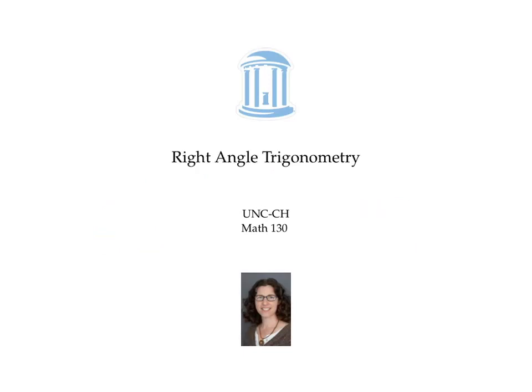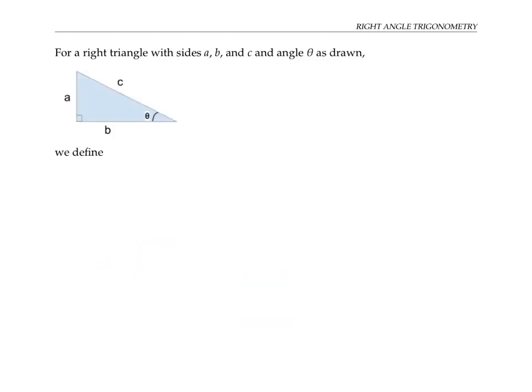This video introduces the trig functions sine, cosine, tangent, secant, cosecant, and cotangent for right triangles. For a right triangle with sides of length a, b, and c, where an angle theta is drawn, we define sine of theta as the length of the opposite side over the hypotenuse. The side that's opposite to our angle theta is a, and the hypotenuse is this side here with measure c, so that would be a over c for the triangle.